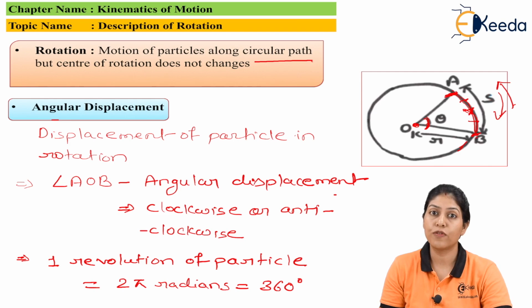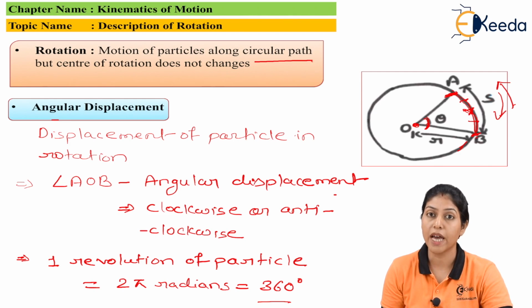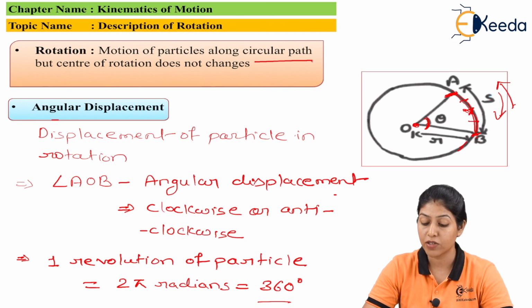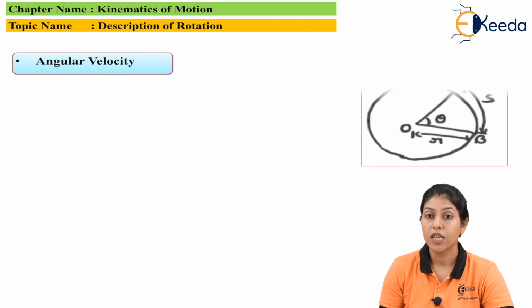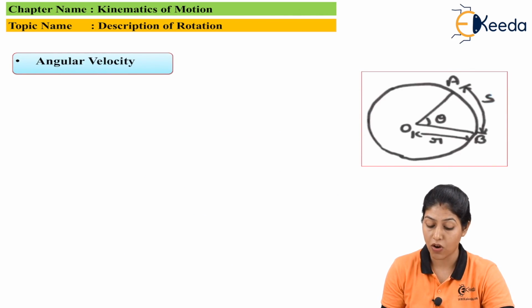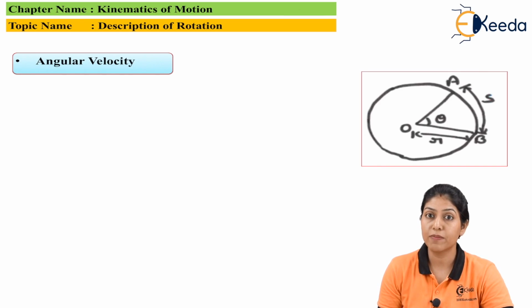One revolution of a particle is always equal to a 360-degree angle or 2 pi radians. So if the particle is completing a complete circle, or the path of the circle, and returning to its original position, it means it is covering a 360-degree angle or 2 pi radians. So this is about the displacement of the particle along the circular path.